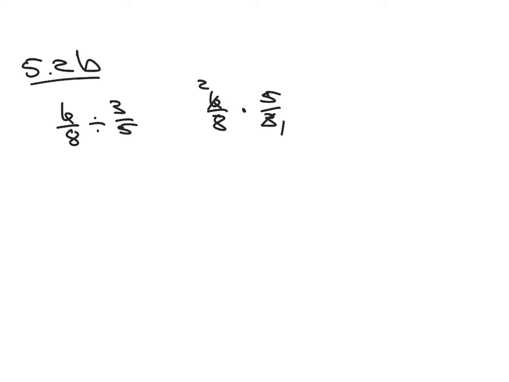over 8. Or you can cancel this and get 4 and that and get 1 and end up with 5 over 4, which is 10 over 8, just reduced. So we just take our fraction, turn it upside down, take the prime factors of it, and go from there.